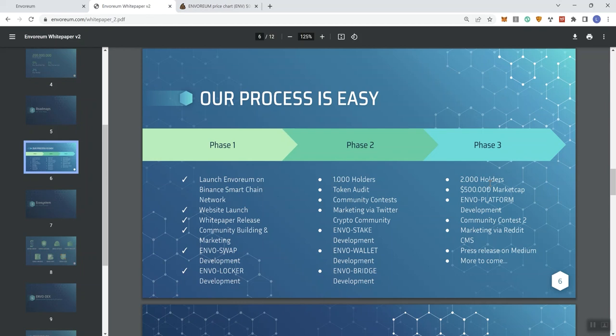You might not meet it. You might meet it. But like I said, I think it's just taking up space on the roadmap, in my personal opinion. And then we can see the info platform development, community contest, marketing via Reddit, CMS, and then press release on Medium, and then more to come. So they indicate here more to come, which could indicate a V2 to the roadmap, but if they're going to do a V2, I just kind of wish they'd be more intentional in stating so.